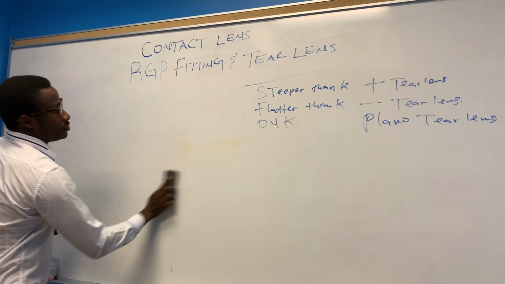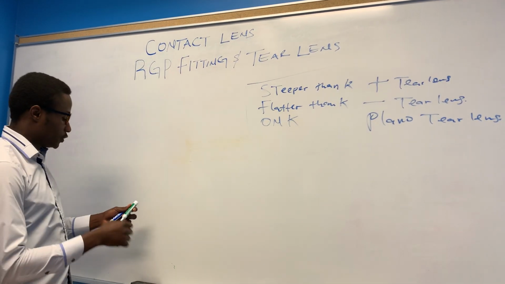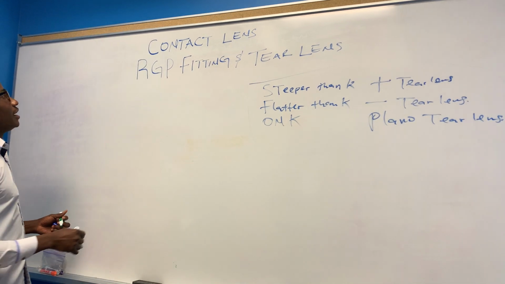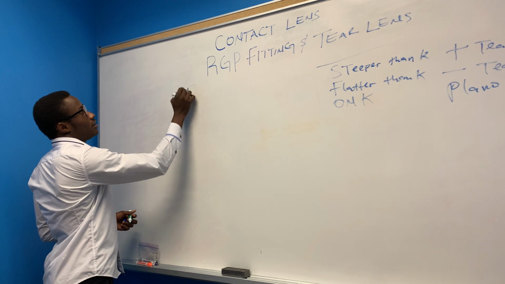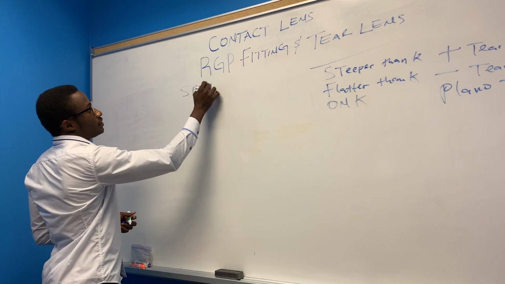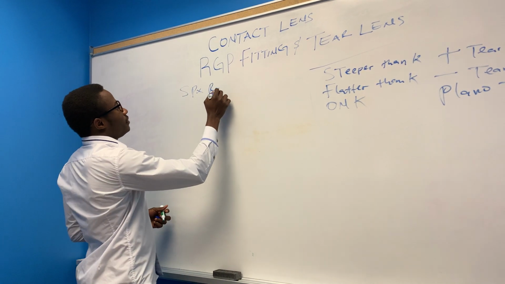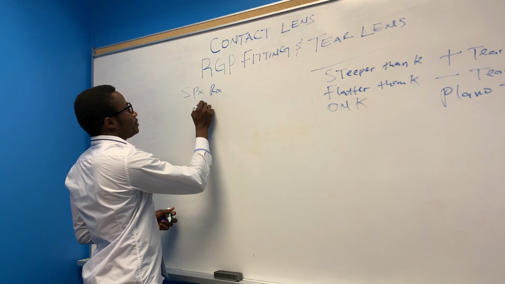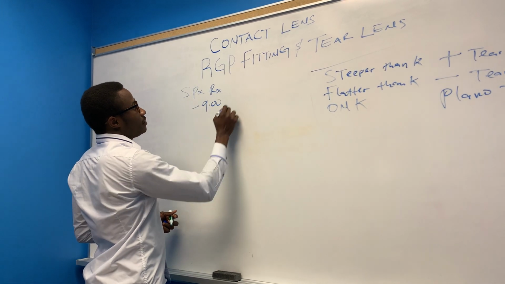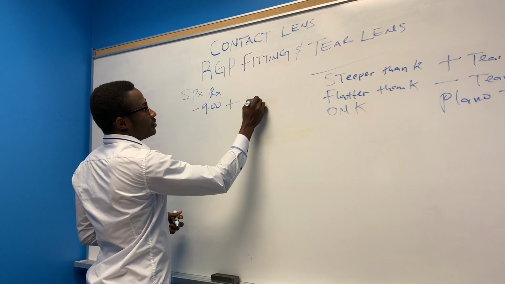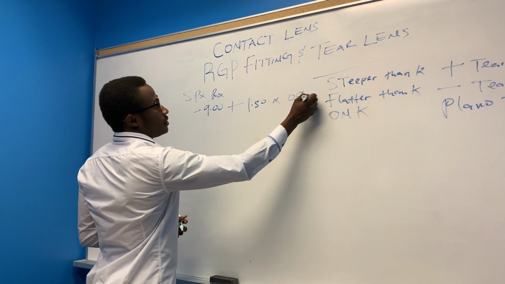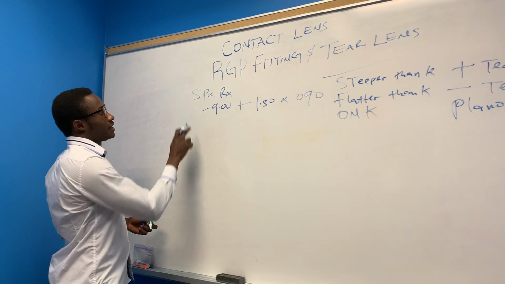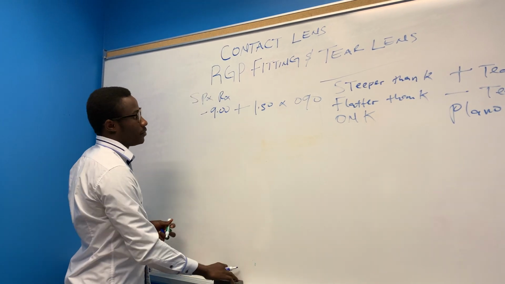Now I'm going to simply demonstrate this with a prescription. I have a patient who came in with a spectacle Rx of, let's say, minus 9.00 plus 1.50 at 90. And this same patient has a K reading. Okay, I'm going to put the prescription here.